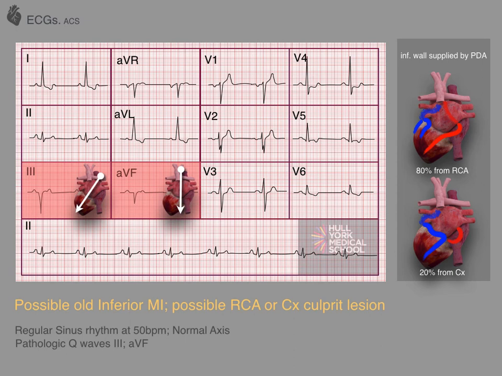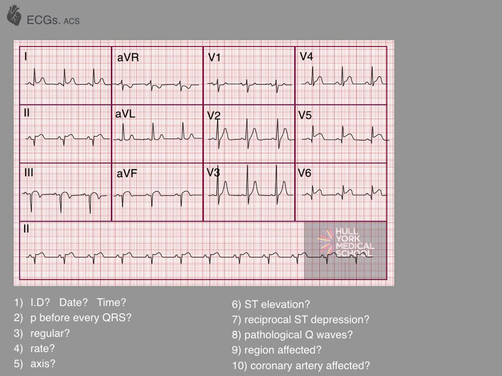As Q waves indicate that the injury has been there for some time, I would summarise this ECG as a possible old inferior myocardial infarction or STEMI of likely right coronary artery or possibly circumflex culprit. Another ECG. Again, pause the video at this point if you want to and work through the ECG yourself.